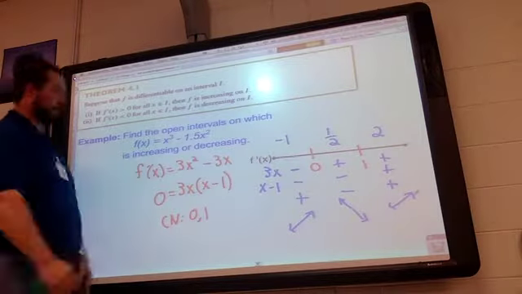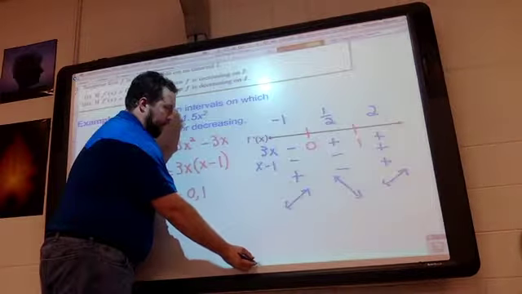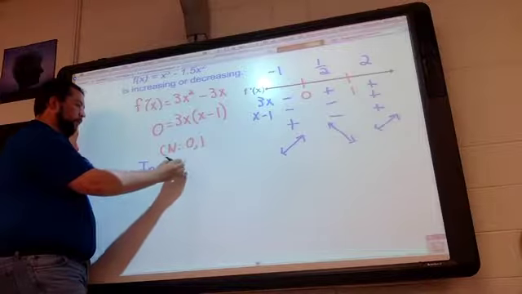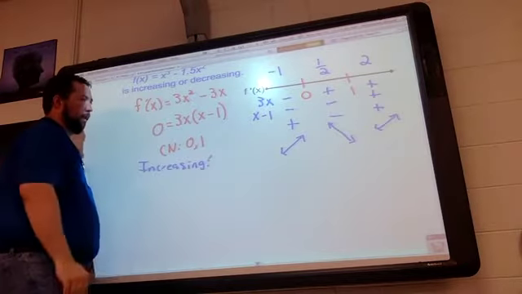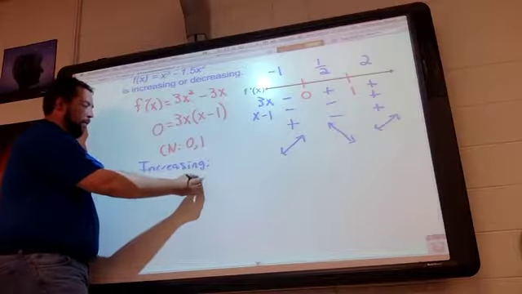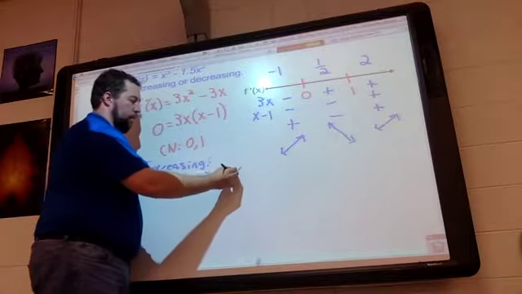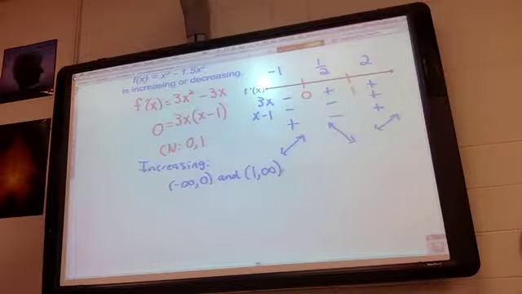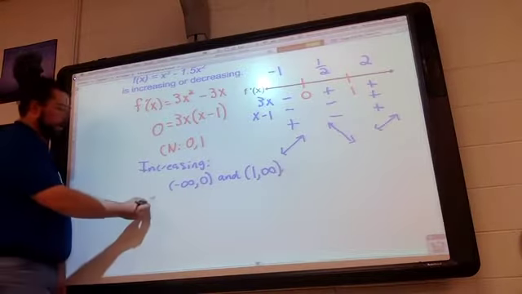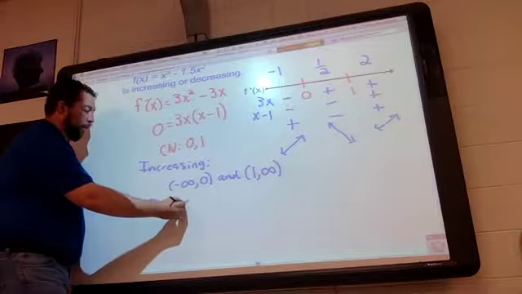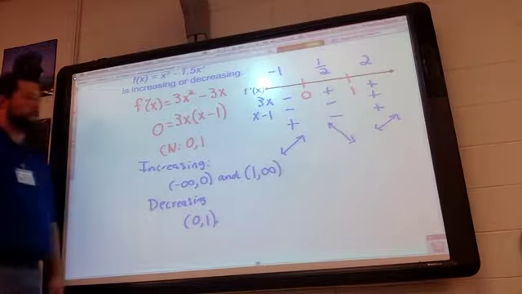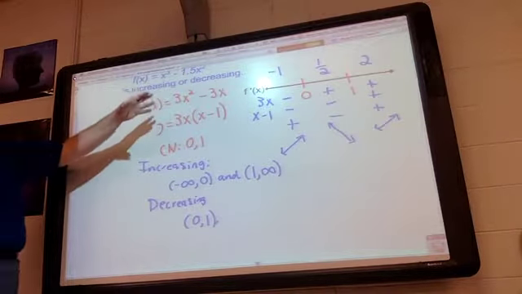So if I wanted to write this answer out, I would say this function is increasing on what intervals? Negative infinity to 0, and then 1 to infinity. All right, and we use parentheses on increasing and decreasing. And then decreasing here, our only interval that it decreased was what? 0 to 1.